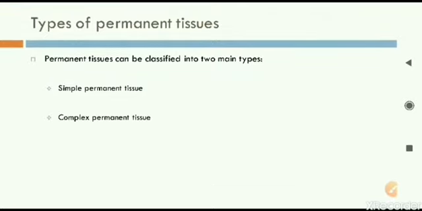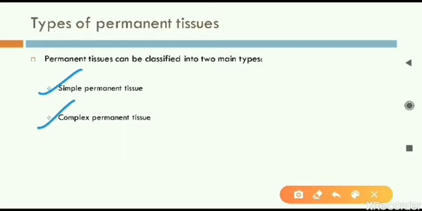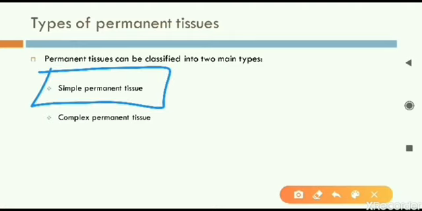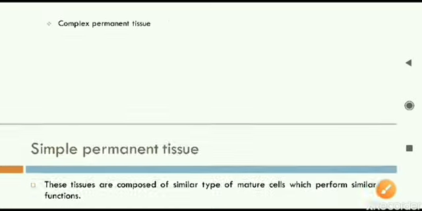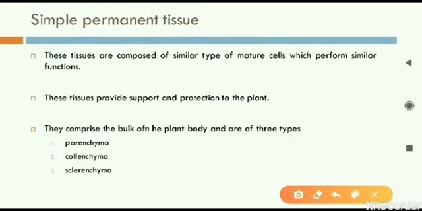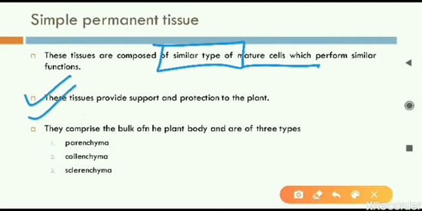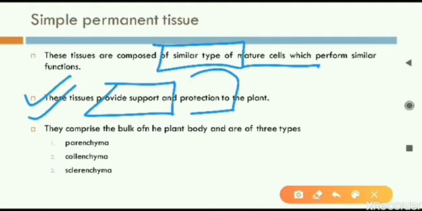Before going to the functions directly, we will see the types of permanent tissue. The permanent tissues are categorized into two types: simple permanent tissue, and second, complex permanent tissue. Today we will be learning about the simple permanent tissue. The simple permanent tissues are generally similar type of mature cells which perform similar functions. The function of simple permanent tissue is to provide support and protection to the plant. They are responsible for these two main functions.